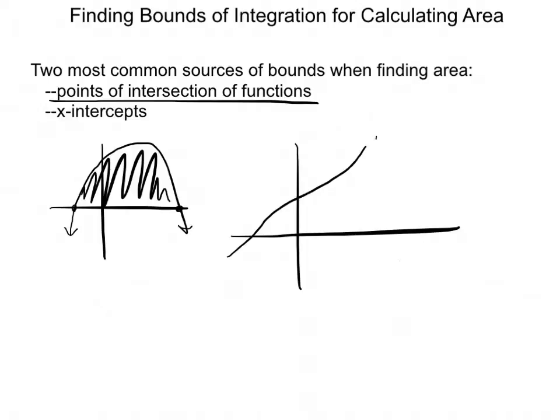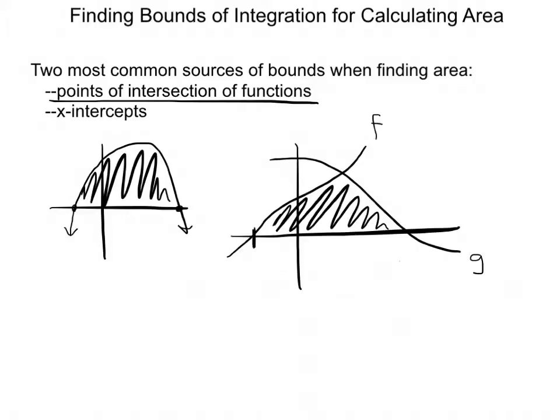Suppose you had something where this is the function f, and this is the function g, and you wanted to find this area here. You would need the x-intercept of the f function. You would need the intersection of f and g for that bound, and you would need the x-intercept for g as well. So sometimes you're going to need both of those things, whether there's a bottom function or not. So that's our setup. I'm going to go next into the example we have here where we have to find some bounds of integration.